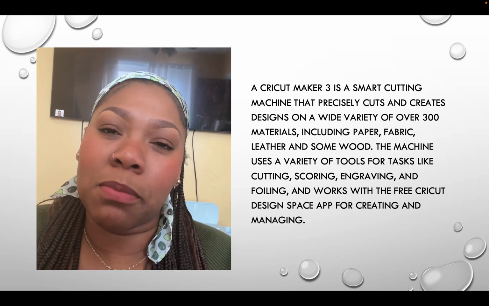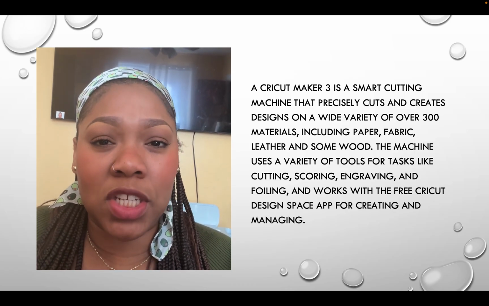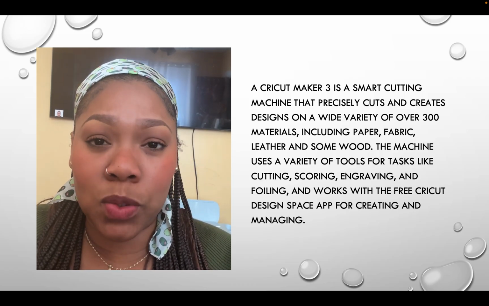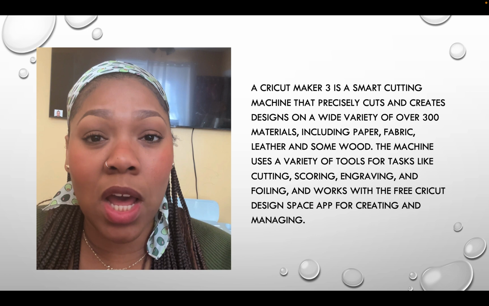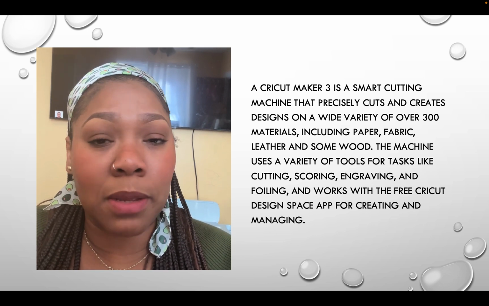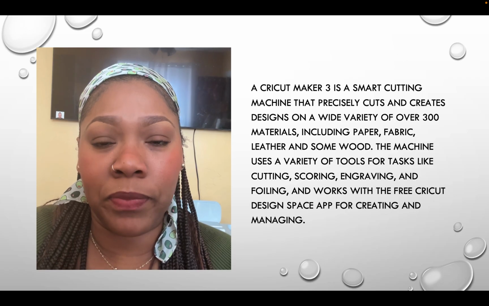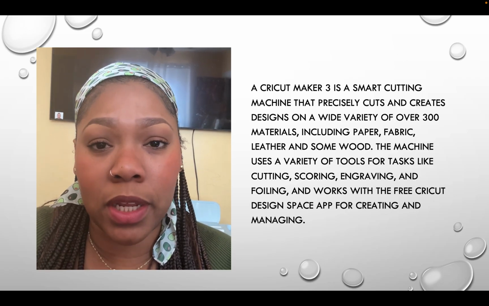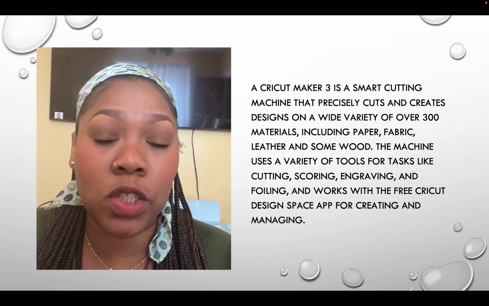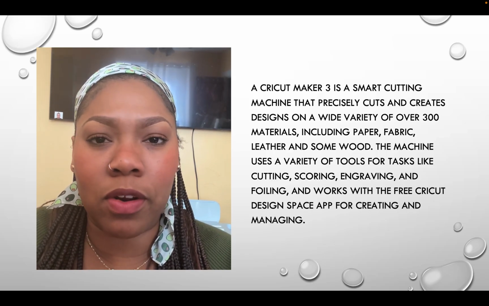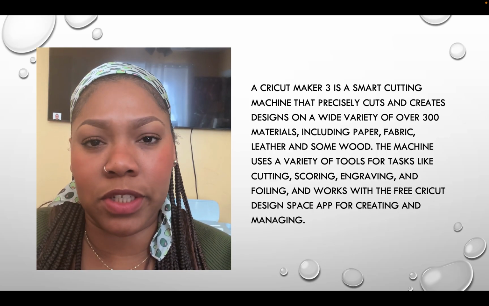What is the Cricut Maker machine? So this machine is a smart machine that is used to precisely cut all types of materials. It uses a wide variety of materials, including fabric, heat transfer vinyl, which is what we'll be using today, paper, cardboard, leather, and a whole lot of other materials.